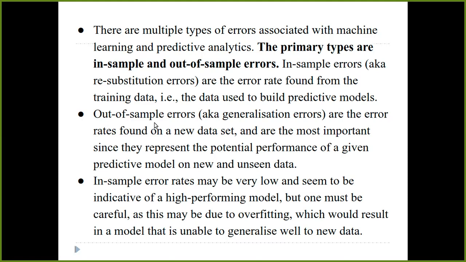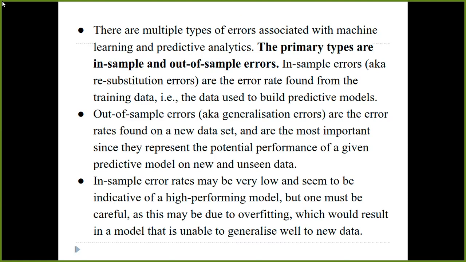And out-of-sample errors are called generalization errors, the error rates found on new data sets. Whatever test data is there is exactly our new data, never-seen data. These are the most important because whatever our algorithm is, when it comes to application, we apply it on a completely new data set.